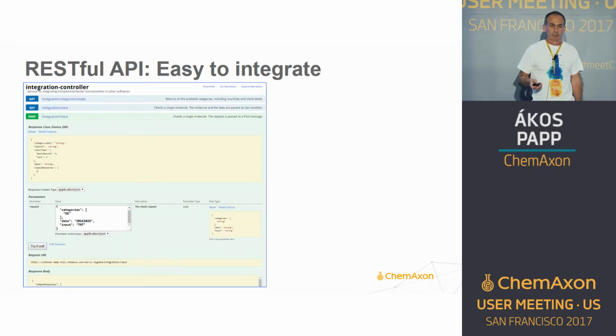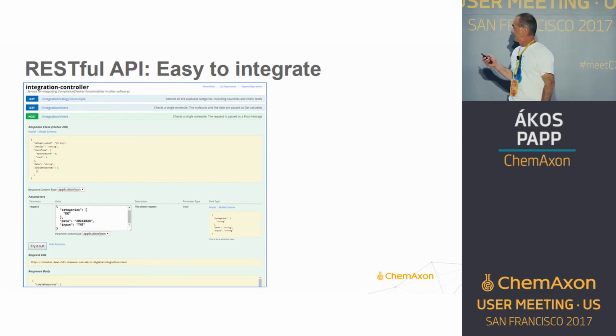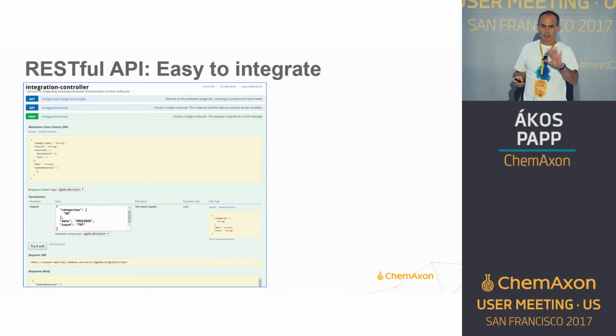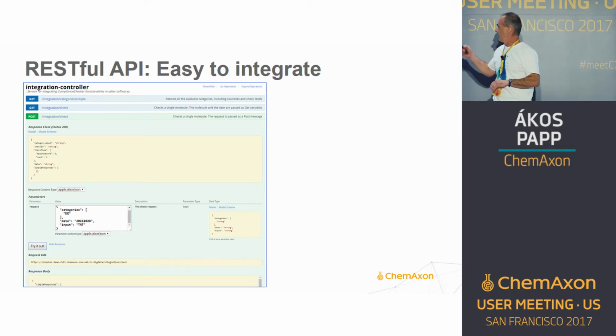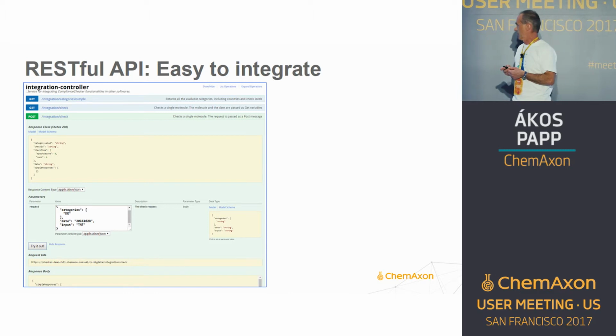Okay, this was the user interface. Now let's see the API. In the design, it was very important to create an API that is easy to integrate. So in an integration controller, you only have 5 methods. We say it's enough for most cases. So you can post a single compound or a list of compounds, and you can then get back the answer.